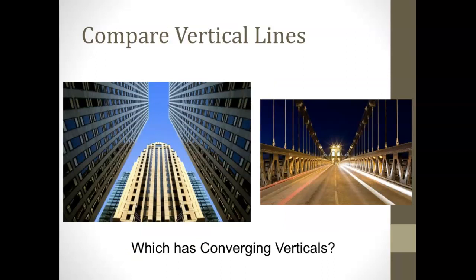So which has converging verticals out of these two pictures? If you're looking at it, you're going to want to notice those lines that go straight up and down within the frame and how those lines look. Well, in this picture, all the lines that go up and down within the frame are going towards a vanishing point that actually appears right here because of the way that the camera is pointed up in the frame. Whereas this image, the camera is straight up towards our subject and the horizon line is right in the middle. Those vertical lines will just go straight up and down.